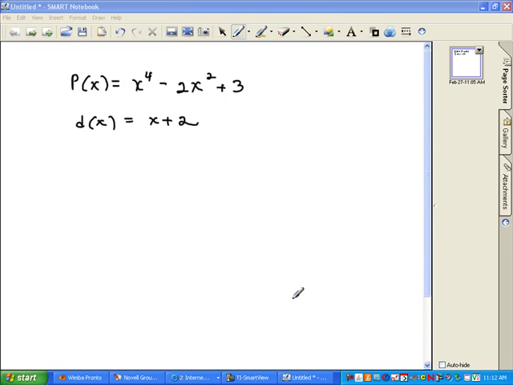We're going to do a review of division. We're going to do long division, and then we're going to do synthetic division. We're going to do long division first. If we look at this problem, we see that we have x plus 2, that's the divisor.